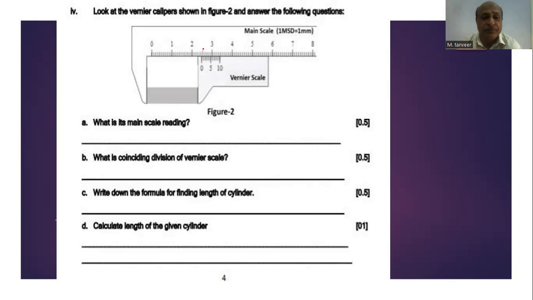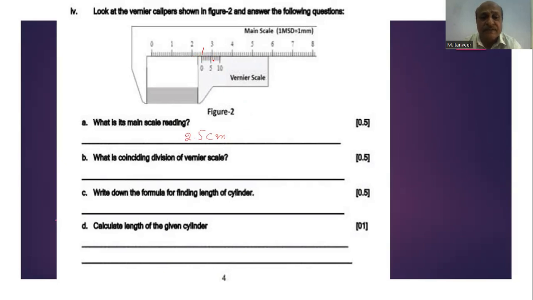This is the 0. So it will be 2.1, 2, 3, 4, 5. So this is 2.5 centimeter. What is the coinciding division of the vernier scale? Which division of the vernier scale is coinciding with the main scale division? The first is not coinciding. The second is not. Coinciding means vernier division and main scale division are parallel with each other.